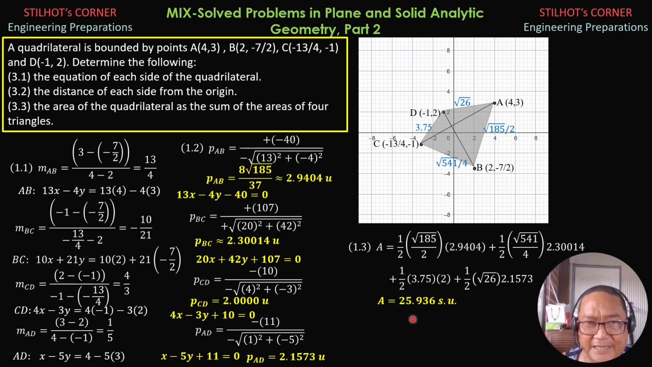was 415/16, and the decimal value is 25.9375. So there's a very small difference because of rounding off values. So that's it for this video.